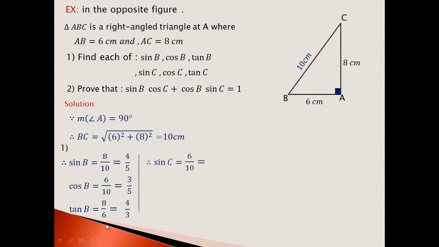Also, we can find the trigonometrical ratios according to the angle C. The first trigonometrical ratio is sine C. Sine C equals the ratio between the opposite side of the angle C and the hypotenuse. The opposite side of the angle C is AB, which equals 6 centimeters, and the hypotenuse equals 10 centimeters. So it's going to be 6 over 10. And 6 over 10 can be written in the simplest form, 3 over 5, if we divide by 2 up and down.